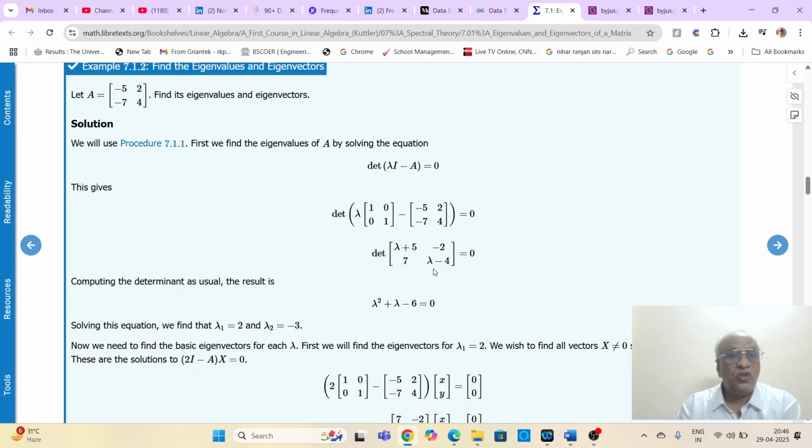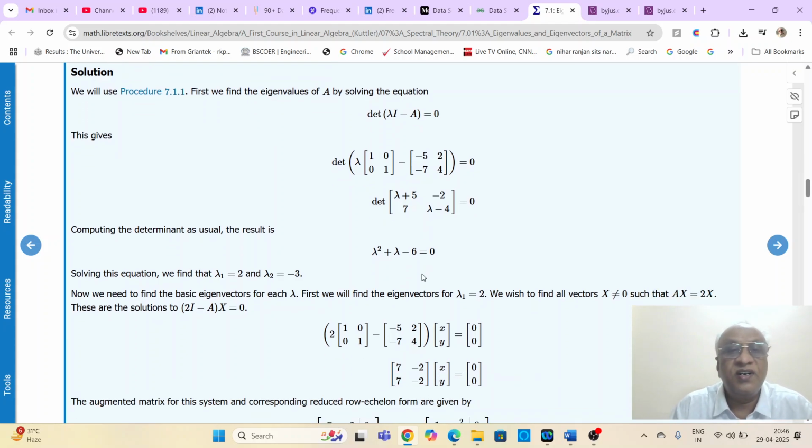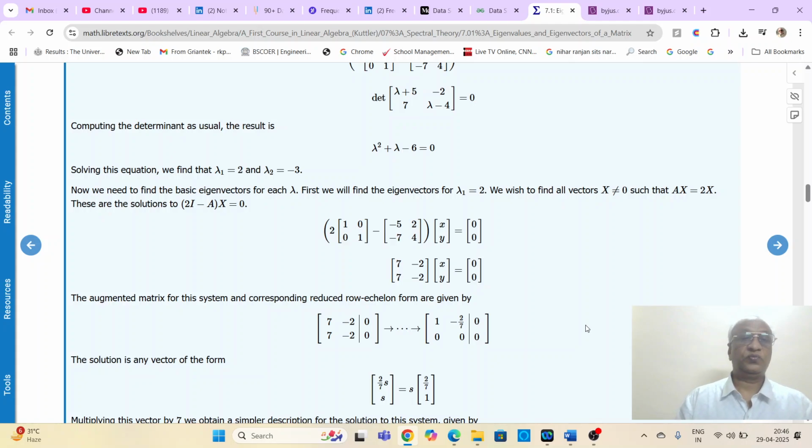So when I calculate this, the resultant will be lambda square plus lambda minus 6. When I solve this equation, lambda 1 will be equal to 2 and lambda 2 will be equal to minus 3. So we need to find the basic eigenvectors for each lambda.